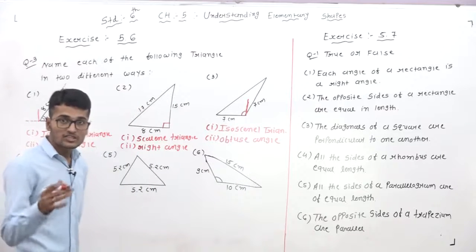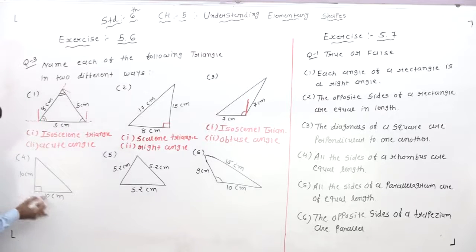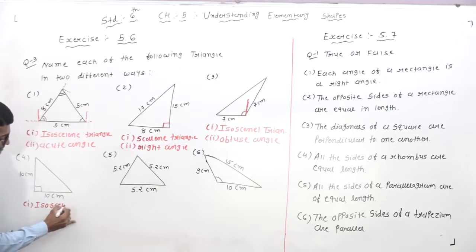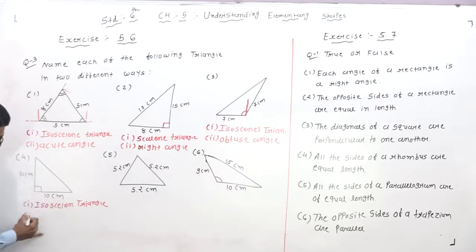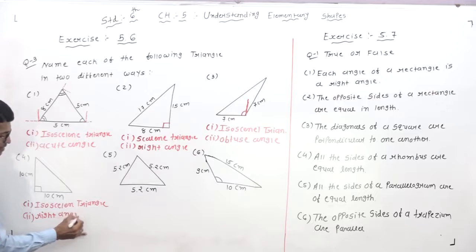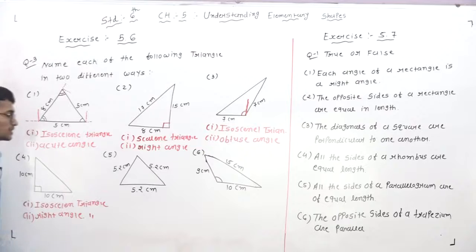Clear? Understand? Then after, the next, question number 4. Here 10 centimeters is given, and both sides are the same. Two sides are the same, it means isosceles. Isosceles triangle. And then one angle is a right angle. It means this is an isosceles triangle and a right angle triangle.